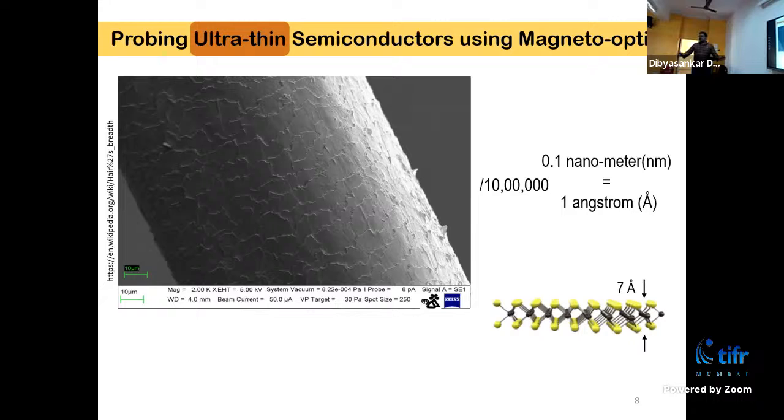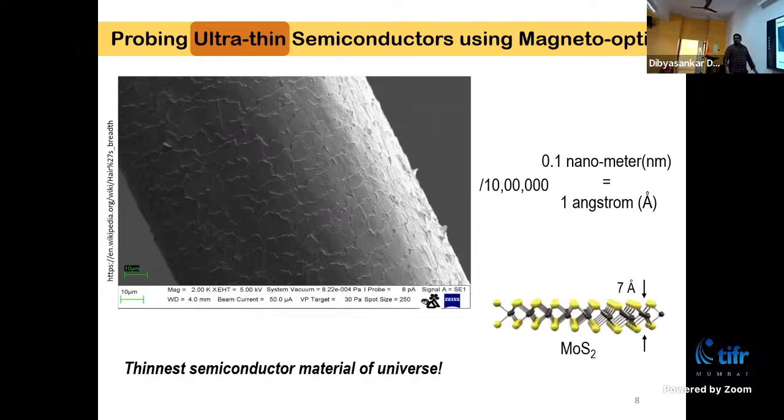What we mean by ultra thin semiconductor. So this is ultra thin. And actually, this is the thinnest semiconductor of the universe, not our world, not India, the universe. This is the thinnest possible semiconductor. The name of the material is MoS2. So the kids here, they will know better. What is Mo in the periodic table? Anyone? Molybdenum. You're not supposed to give the answer.